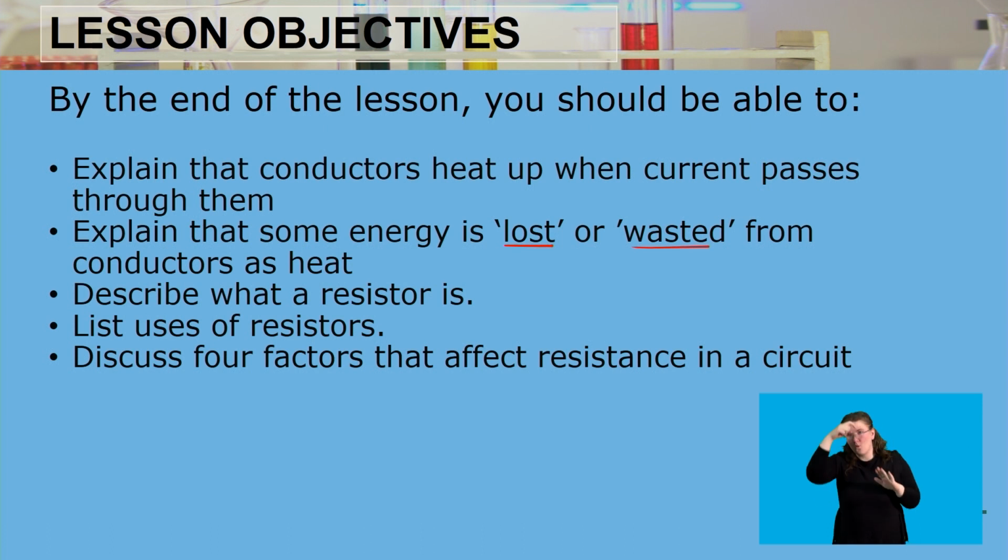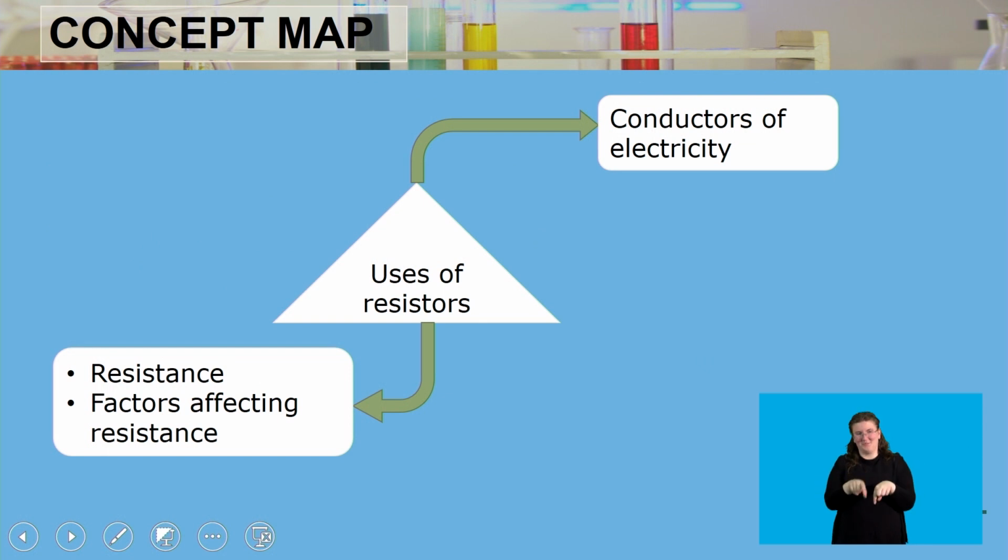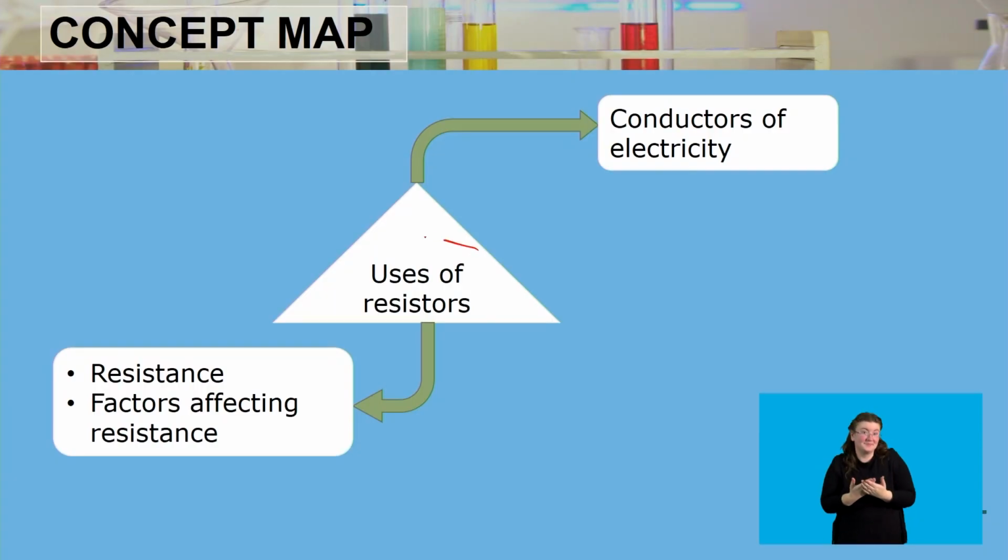You also need to be able to describe what a resistor is, list uses of resistors, and lastly, discuss 4 factors that affect resistance in a circuit. These are the goals that you are setting just between the two of us so that we can achieve them by the end of the lesson. What is going to help us achieve those goals is to look at our main idea, the uses of resistors, and break it into small concepts. We're going to start by looking at conductors of electricity, then look at what resistance is, and lastly, look at the factors that are affecting the resistance.